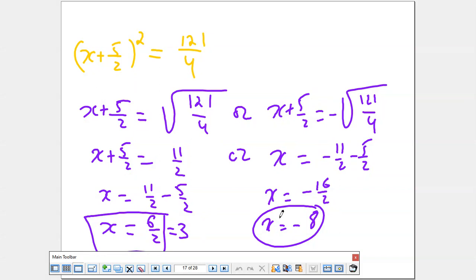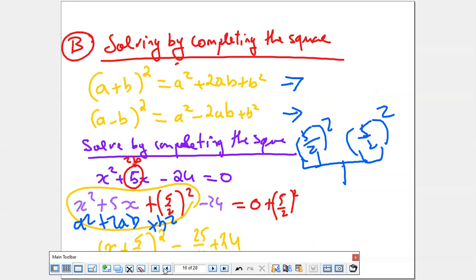So here I solved this equation by completing the square. If I didn't specify and just said solve, you can solve any way you want. But when I specify by completing the square, I need to add the perfect square, or b squared, to complete the equation to have an identity, or I can solve it by S and P if I mention S and P.